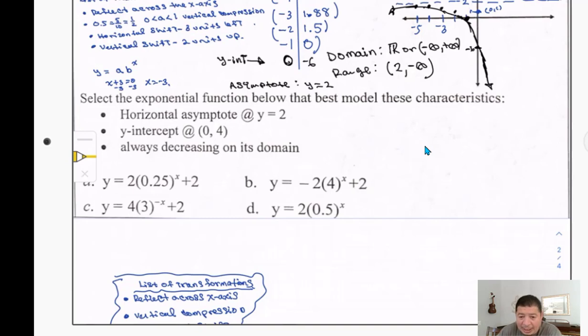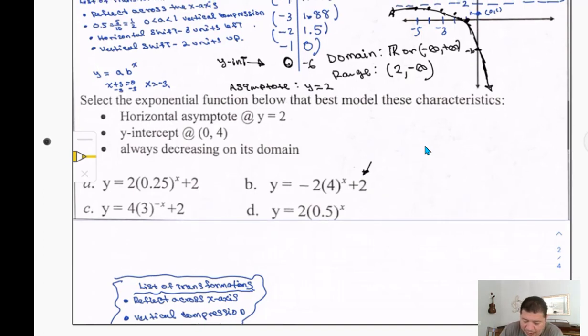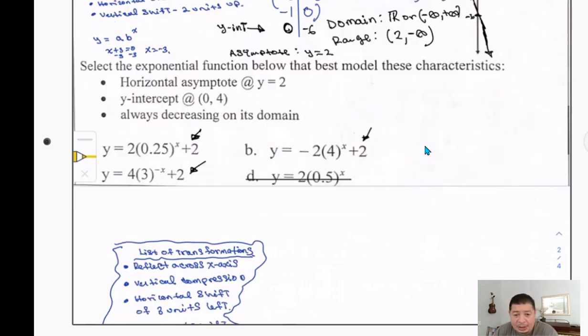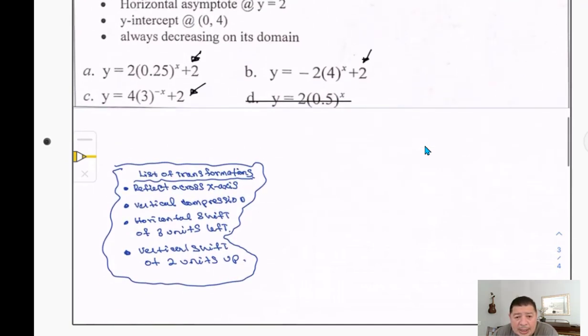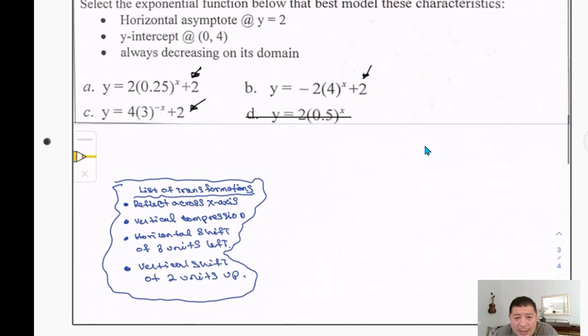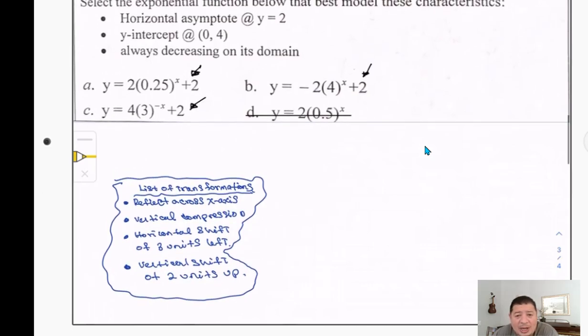Okay, so let's start eliminating a few. Look at that. That is where y is equal to 2. So letter B cannot be it. This one over here, yep, can't use that one. Cannot eliminate it. And we cannot eliminate that. The only one that we can eliminate is letter D. And it's because it doesn't have a +2. All right, so now we have a better chance of getting this right. Okay, and then it goes on to say it has to have a y-intercept at 0, 4.